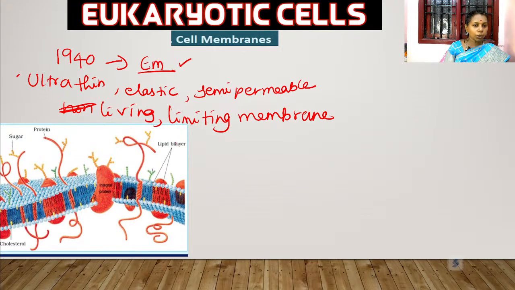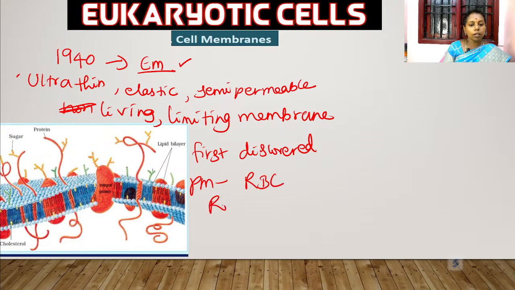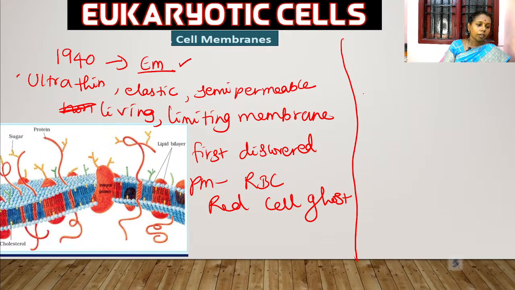And you know, the first plasma membrane discovered was from RBC, which is called red cell ghost. Semi-permeable means selectively it permits. Half of the things will be permeable, and half of the things it may not allow. That is the meaning. So RBC was the first plasma membrane, which we call red cell ghost.